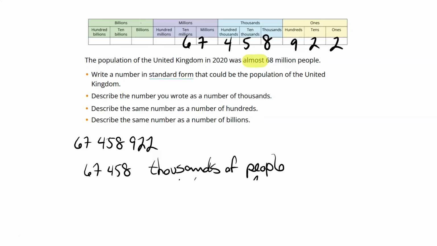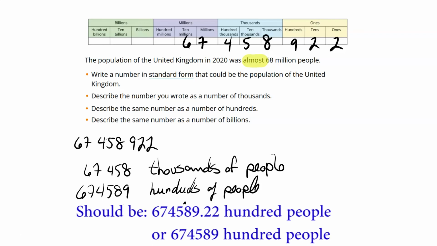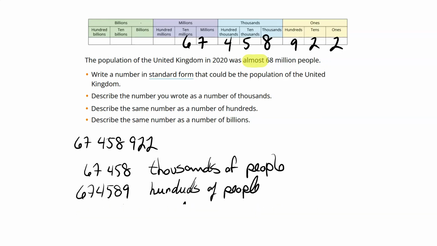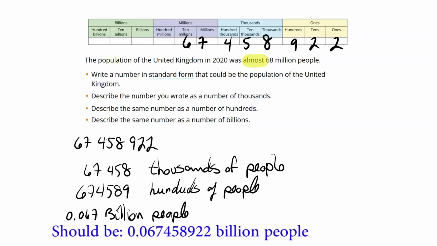Next question says describe the same number as a number of hundreds. So the difference between thousands and hundreds is just one placeholder. So it's 674,589 hundreds of people. It's a little bit of an unusual way to talk. If we wanted to give the same number in billions, we'd say that it's 0.067 billion people.